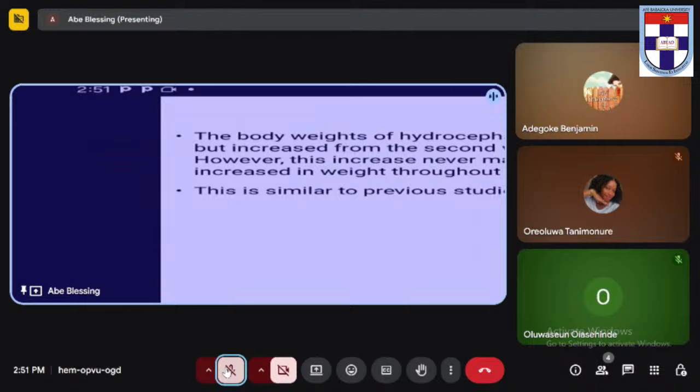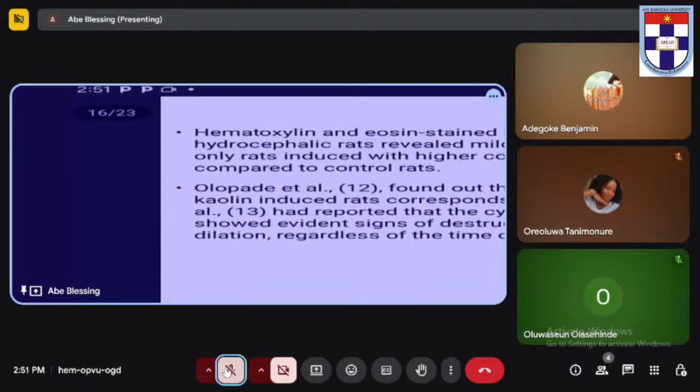So the body weight changes noted under the hydrocephalic group, being that their weight reduced in the first week and increased from the second week but never matched up to control, is similar to the findings of previous studies. And the results gotten from the H&E stain section, which is the disorganization observed in the cytoarchitectural pattern of the cerebral cortex of animals given higher concentration of kaolin, also support other studies.